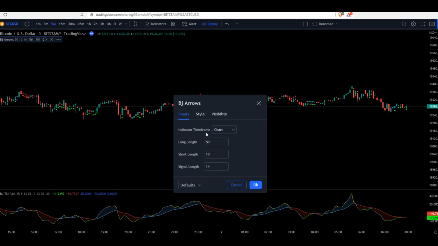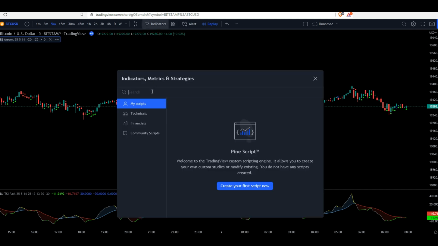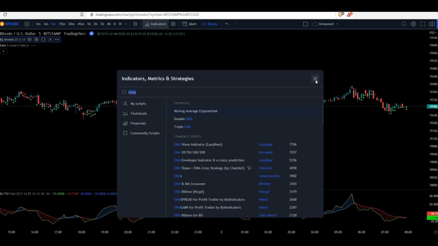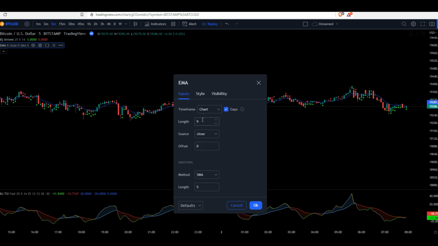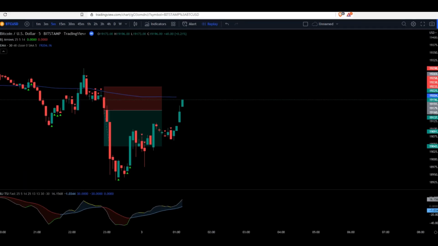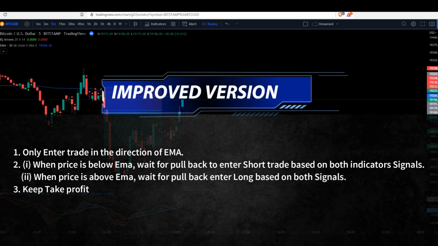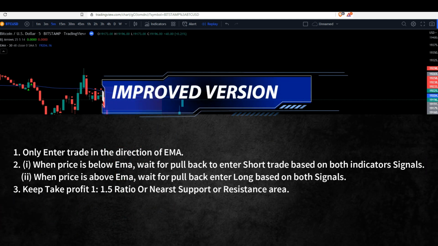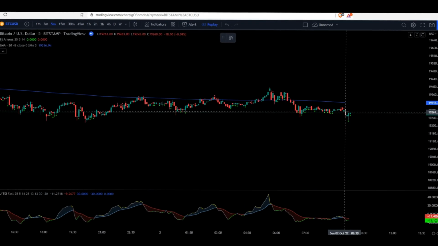So firstly, I put back the default settings of the BJ arrows, and secondly, to find overall direction, I used an EMA. I changed the EMA's length to 48 and the time frame to 30 minutes for a 5 minute chart. Here is the improved version. Firstly, never go against the EMA. Secondly, wait for the pullback to enter in either direction. Thirdly, keep the trade at 1 to 1.5 or near a support and resistance area.